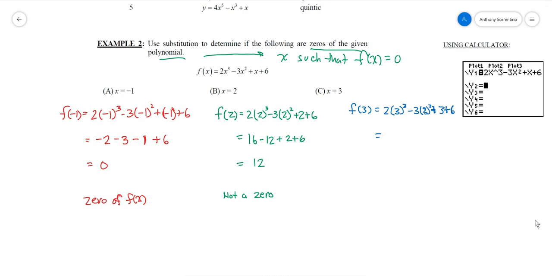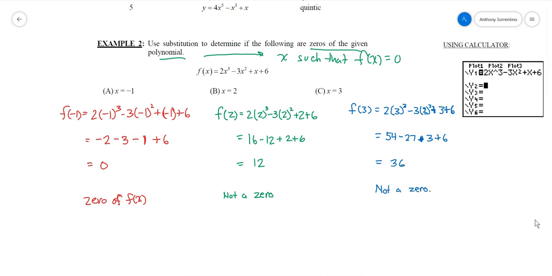So here I have 3 cubed is 27 times 2 is 54, minus 3 squared is 9 times negative 3 is a minus 27, plus 3 plus 6. 54 minus 27 is 27, plus 3 would be 30, plus 6 would be 36. So this is also not a 0.